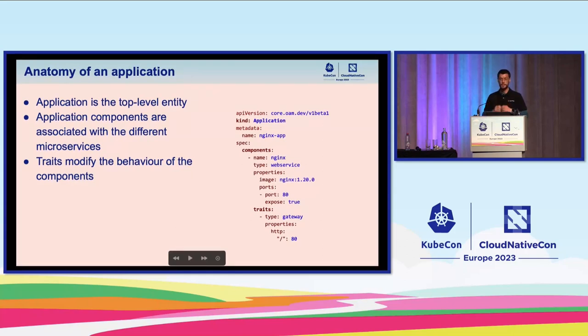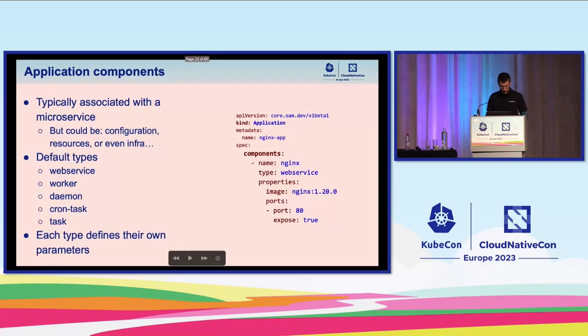So you can have a development team producing a component, an application, and maybe if you are debugging an issue with that application, you may want to deploy it with a trait that enables you to get a higher log level or things like that. We'll see that later on, okay?